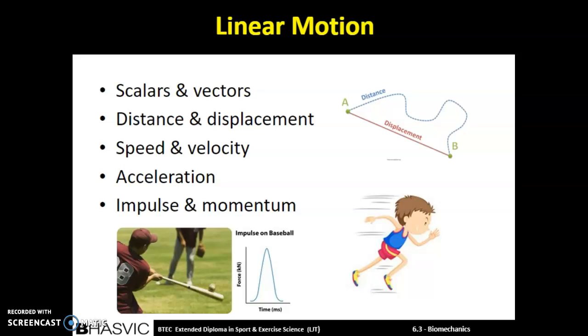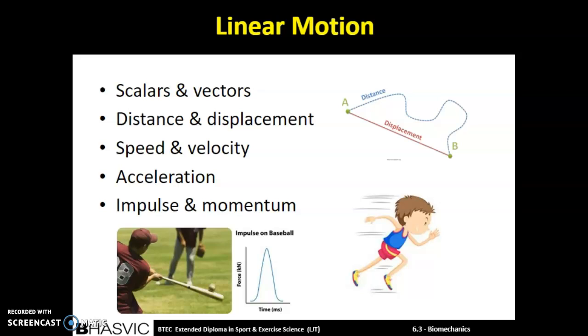Speed is a scalar quantity. It is the rate at which an object covers a distance. The average speed is the distance covered per time ratio. Speed does not take into account direction. It is worked out by distance divided by time. On the other hand, velocity is a vector quantity. It is direction aware.